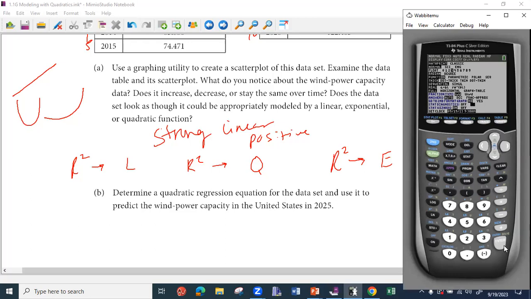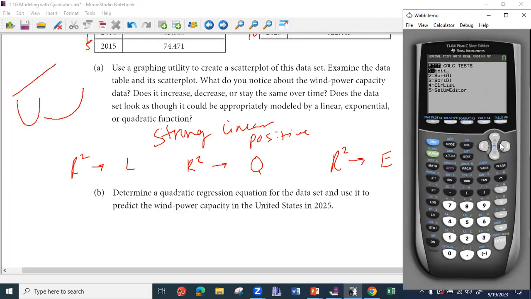This is the difference between Desmos and the 84. Desmos automatically tells you your r squared, correct? Your 84 has to be told, I want you to tell it. So I turned that on. I went to mode and went down to stat diagnostics. On? Yes.